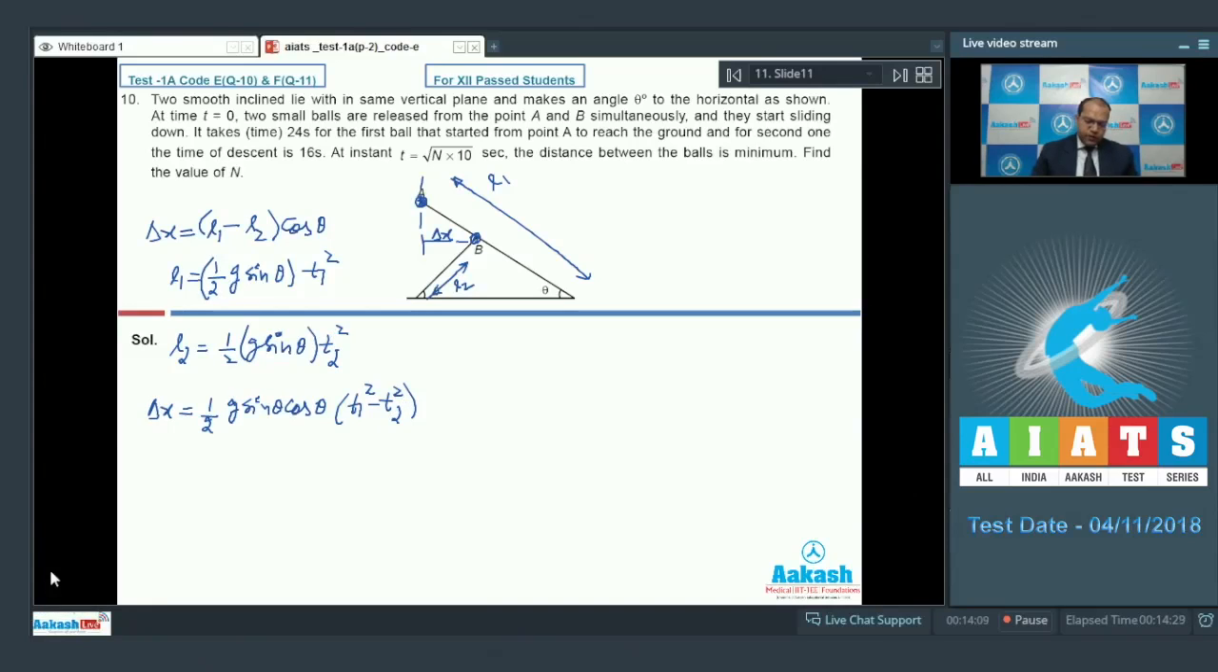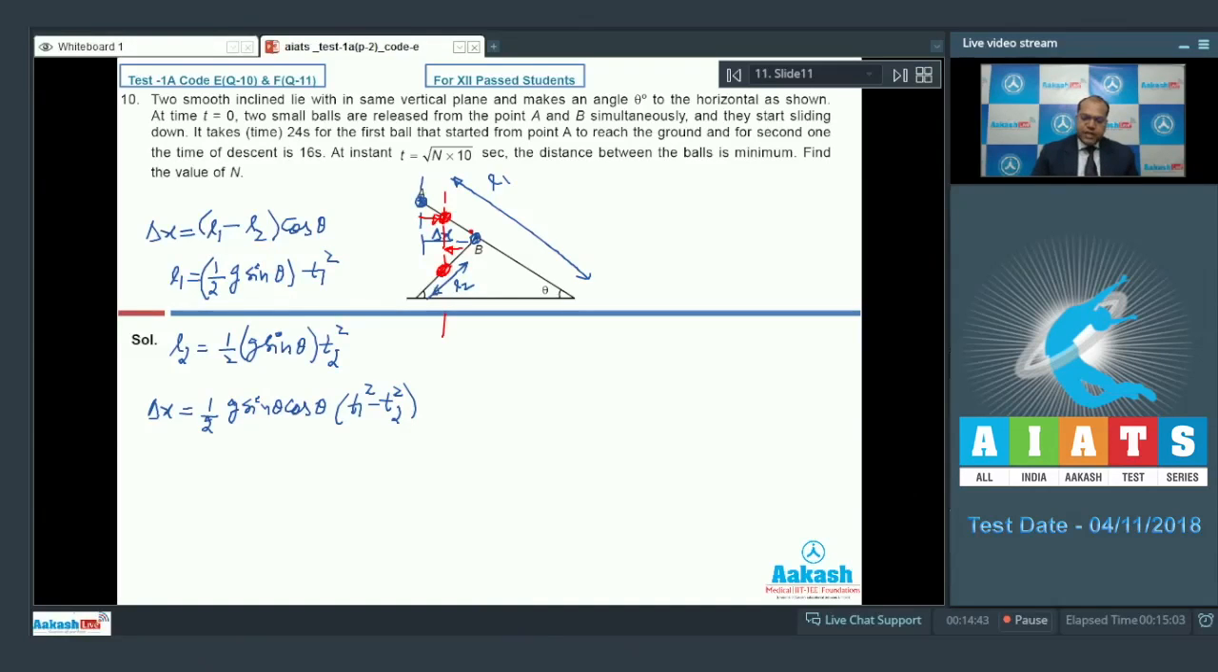Suppose they start moving, and at any time t the first ball reaches this position and the second ball reaches somewhere to this position. For the separation between them to be minimum, they must be in the vertical direction, so that the distance covered by this and the distance covered by this, the summation of these two distances, must be equal to delta x. At that moment, t is equal to under root n into 10.